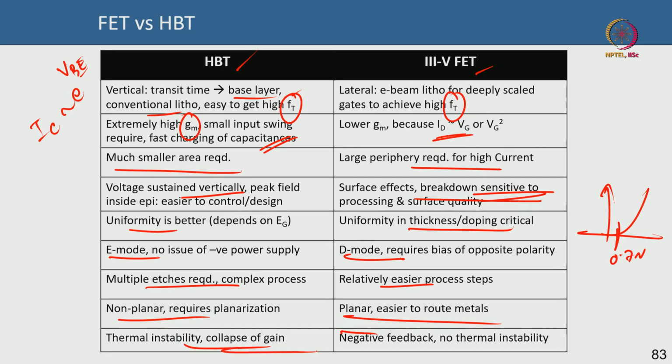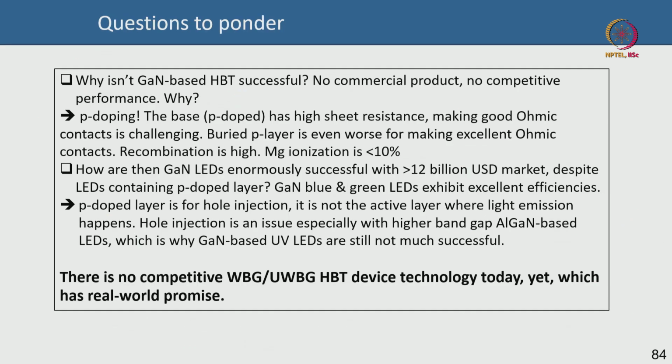Again, your HBT can exhibit collapse of current gain, but in an FET you do not have this positive feedback, because in an FET when you heat up the current will drop, and when the current drops the heating will reduce, so it's a negative feedback. That is a good thing in a lateral device. So there are pros and cons on both sides of the spectrum. That's what I wanted to say.